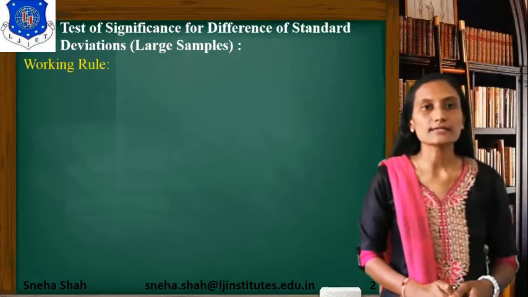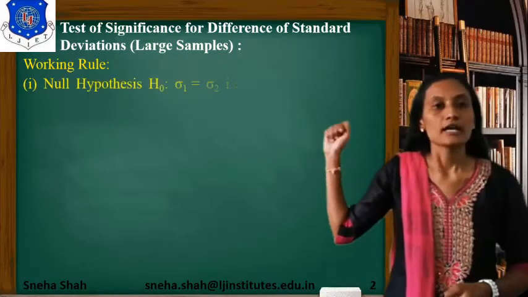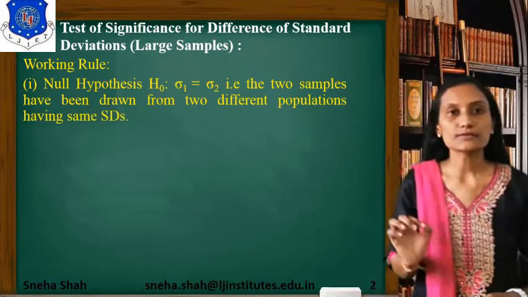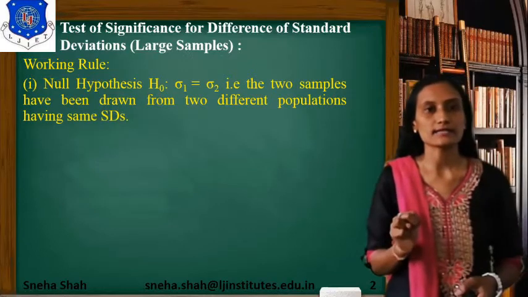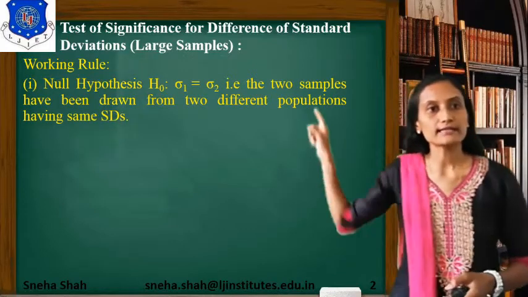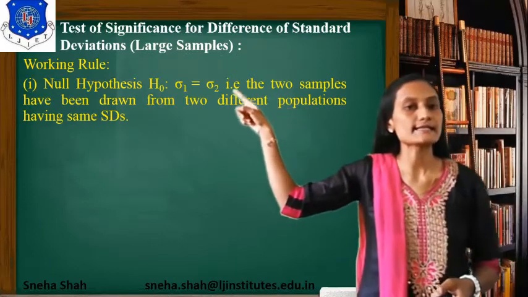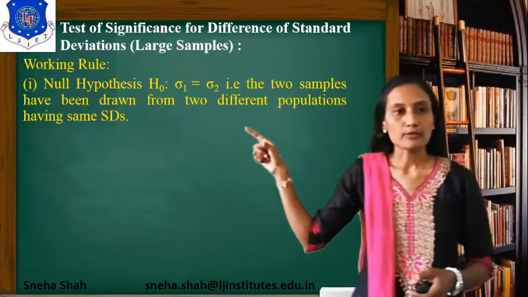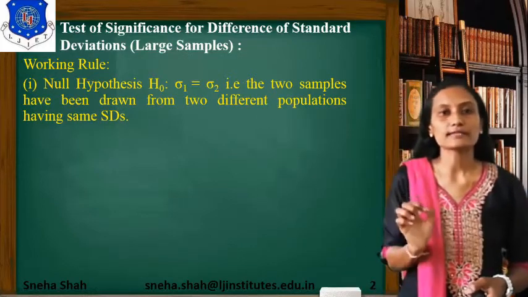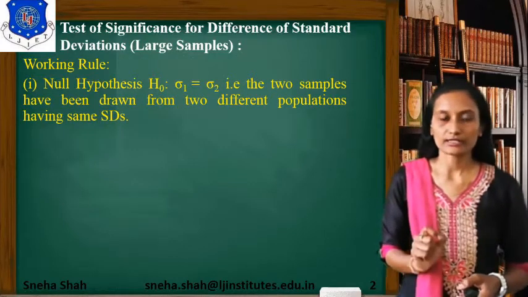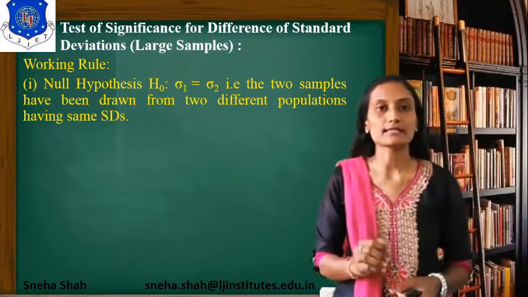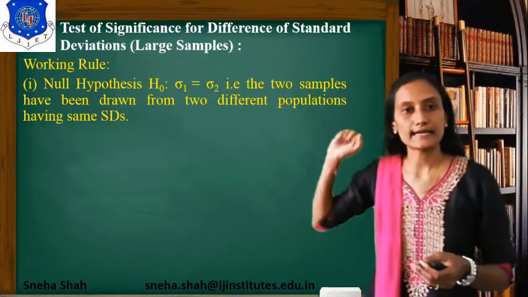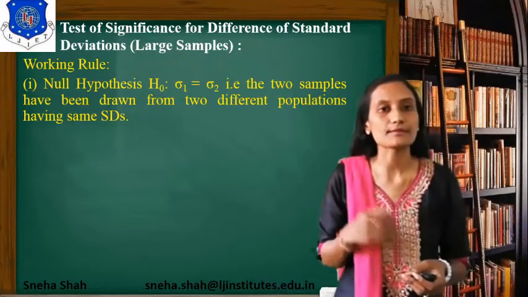The first rule is to define the null hypothesis. So what is the null hypothesis? The null hypothesis is represented as H0. In this we assume that the two standard deviations are the same. So if we define this null hypothesis, it will be represented as sigma 1 equals sigma 2. It means the two samples have been drawn from two different populations but with the same standard deviation. If, after solving the example, our null hypothesis is found to be correct, then it will be accepted, otherwise it will be rejected.